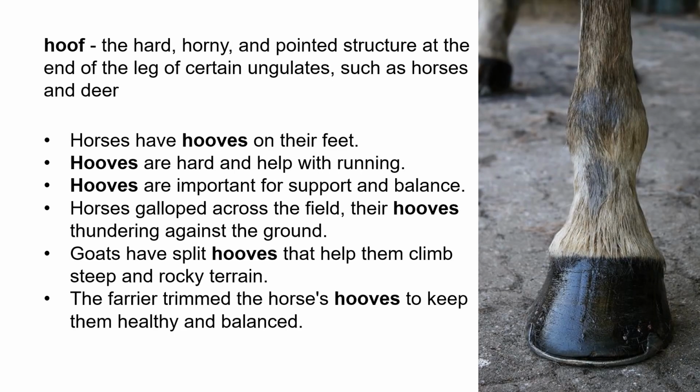Hoof. Hoof is the hard, horny, and pointed structure at the end of the leg of certain ungulates, such as horses and deer. Horses have hooves on their feet. Hooves are hard and help with running. Hooves are important for support and balance.